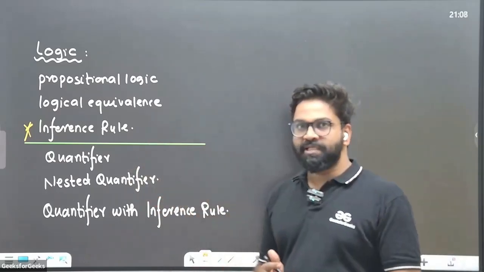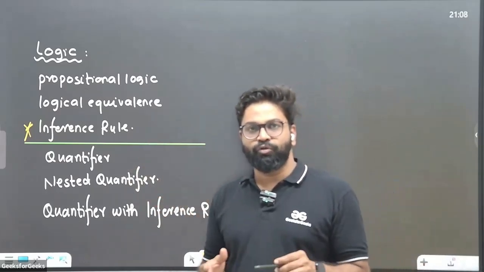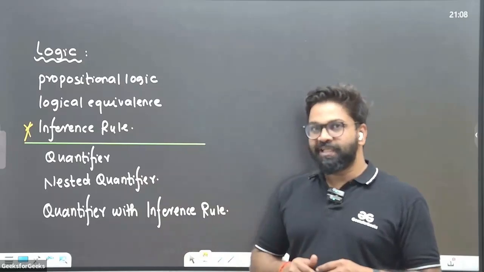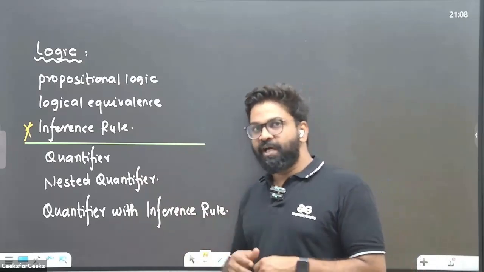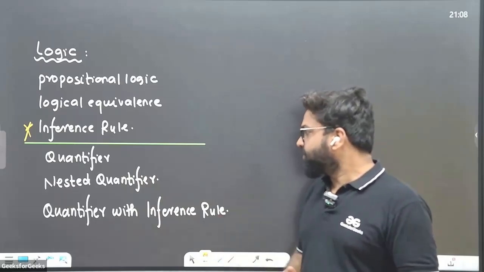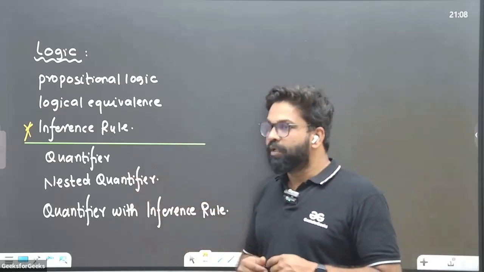So basically the whole logic, as I told you, will be divided into 2 models. The first model is the basics of logic, and the second model is the advanced model, which is the quantifier, the nested quantifier, and then quantifier with inference. This is basically the advanced model.